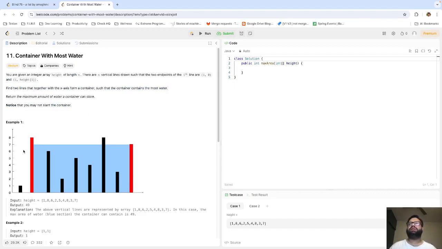Oh, it's like this. Between this, I don't know. Return the maximum amount of water. Notice that you may not slant the container. Okay.